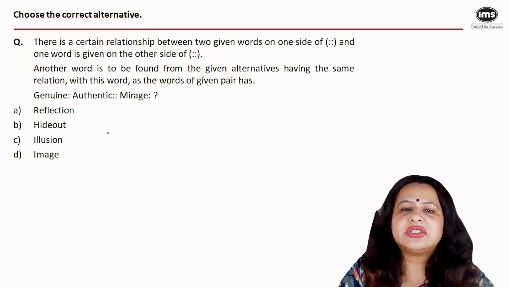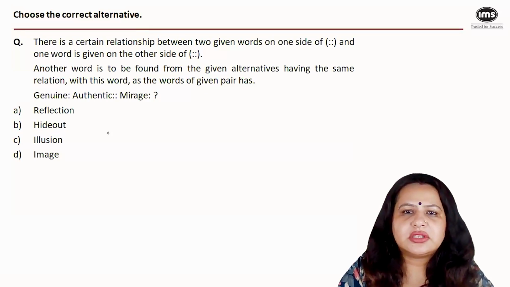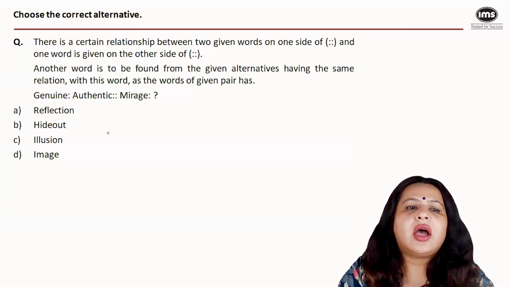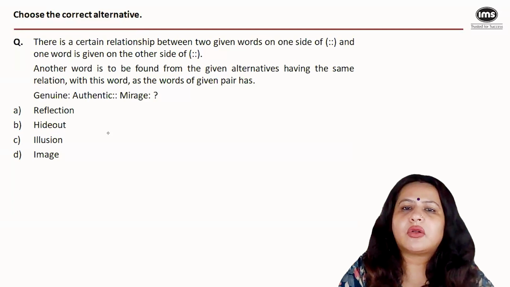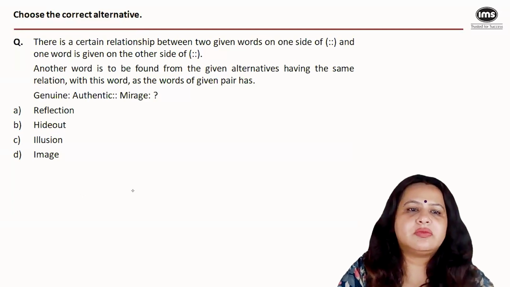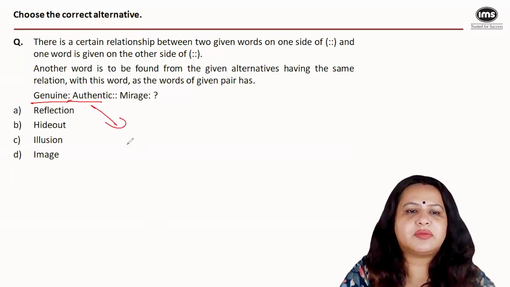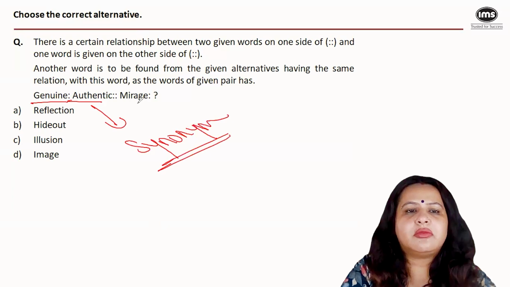There is a certain relationship between the two given words on one side of 'is to', and one word is given on the other side of 'is to'. Another word is to be found from the given alternatives having the same relationship with this word as the pair has. Genuine and authentic. Now, genuine and authentic are a pair of synonyms. So we need to look for the synonym of mirage.